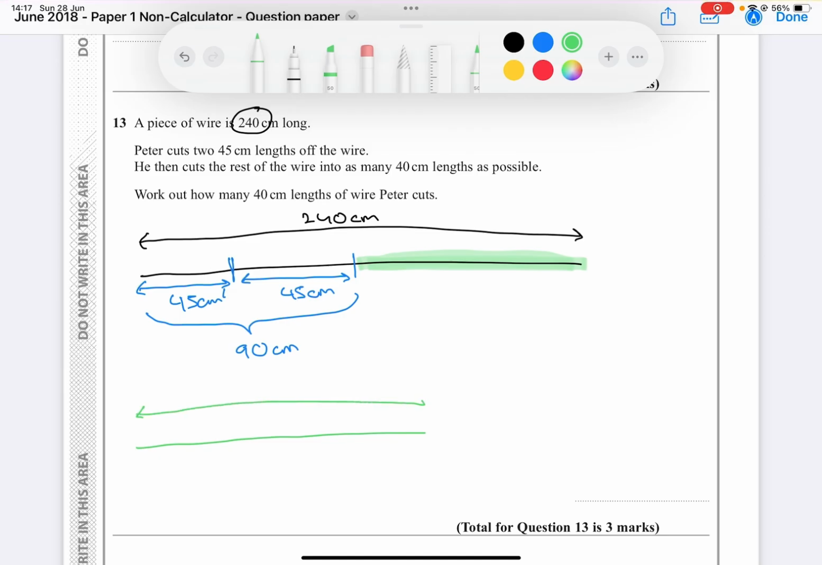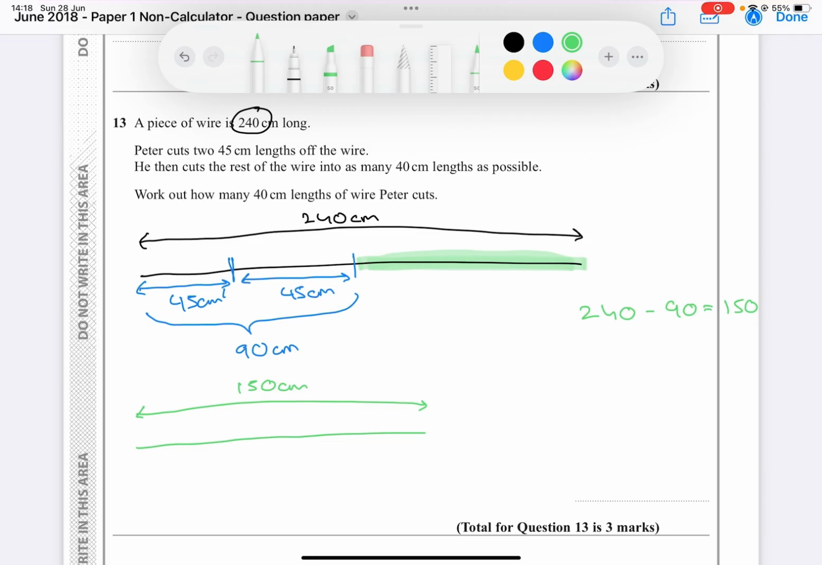So how much is the length over here? Well, to work this out, we can just do 240 minus 90, okay? So what would 240 minus 90 be? Well, if we subtract 40, that would just take us to 200, and then take away 50, that would be 150. Let me just check that. I'm not wrong. Yeah, 150, okay? So this length over here is 150 centimeters.